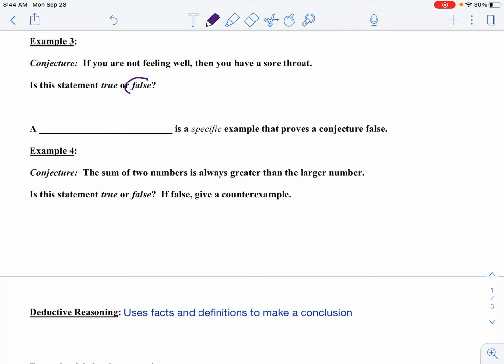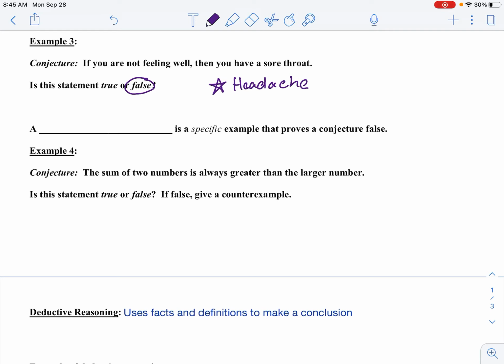This statement is false. It is false because, well, I'm not feeling well, and you know what? I could have a headache. So when we talk about truth values of statements, we want to make sure that if we say a statement is true, it is true for every single case. If you ever say, well, it's sometimes true, that does not count. To be true, it's got to be absolutely true for every single case of the statement. If not, it is false.